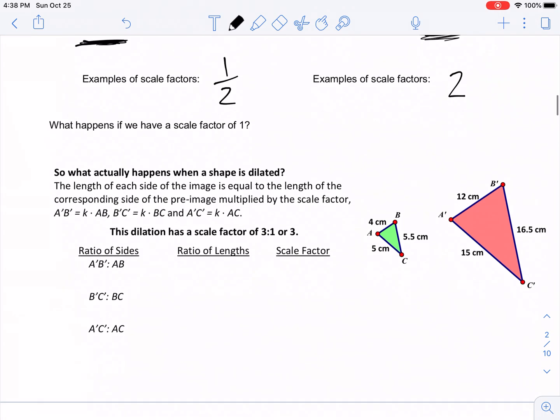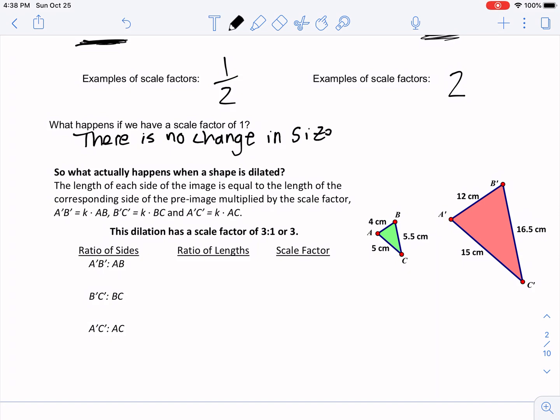Now, what happens if we have a scale factor of 1? Well, if we have a scale factor of 1, there is no change in size from the pre-image to its image. So a scale factor of 1 just means we end up with the same thing. There's no change in size there.